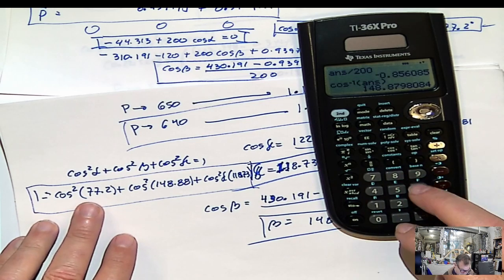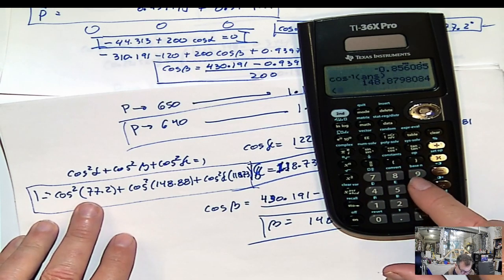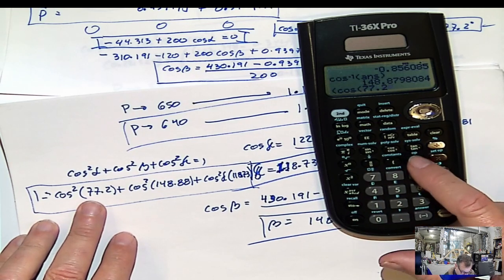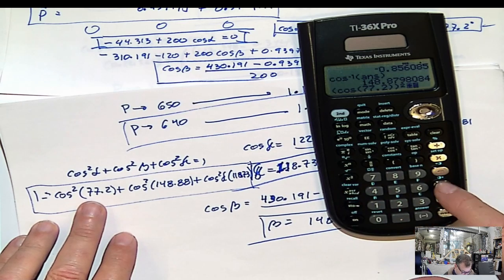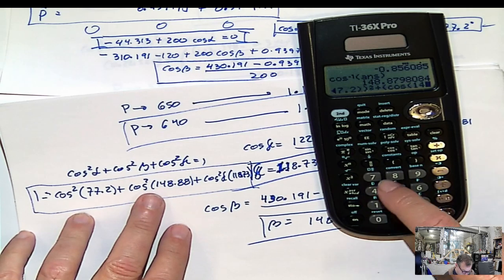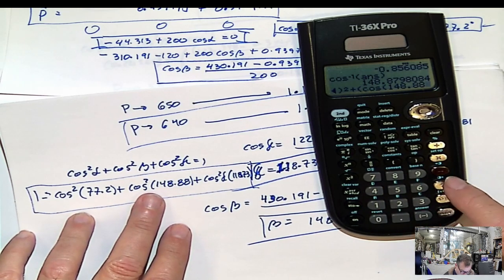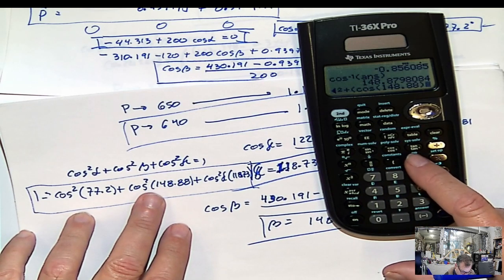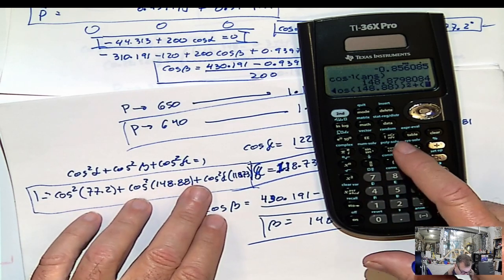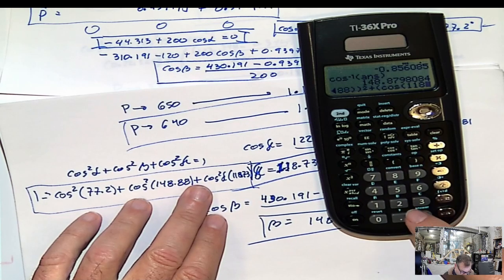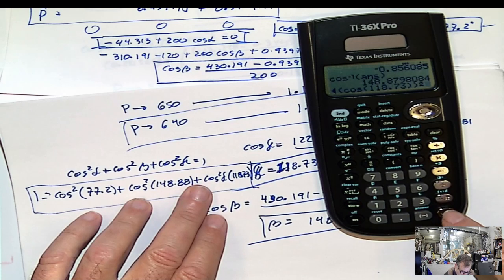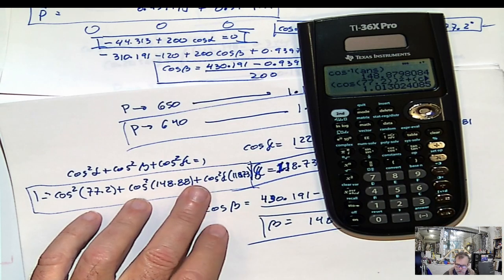Cosine square. Let's start with that. Parentheses cosine 77.2 square plus parentheses cosine 148.88 square plus parentheses cosine 118.73 square. 1.01.